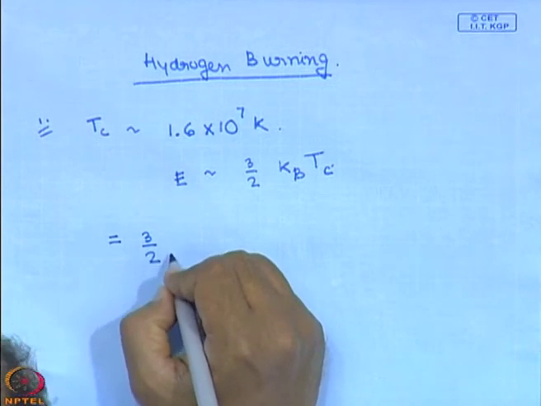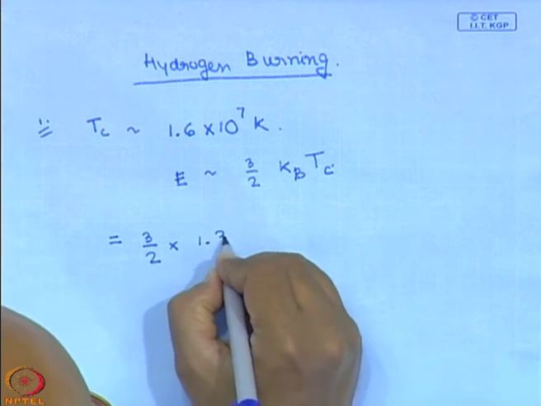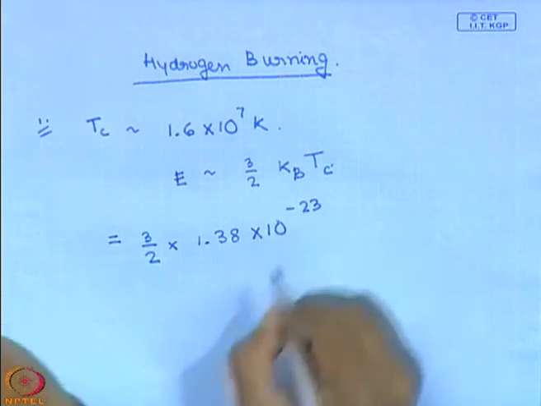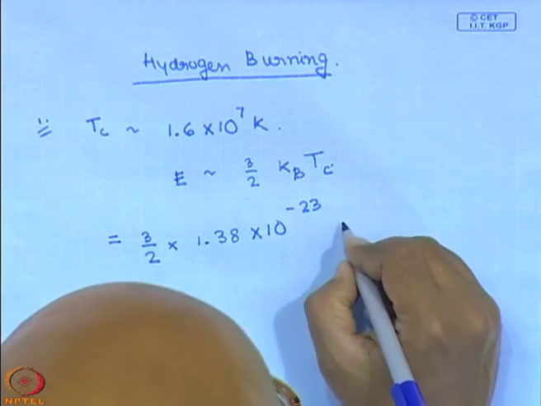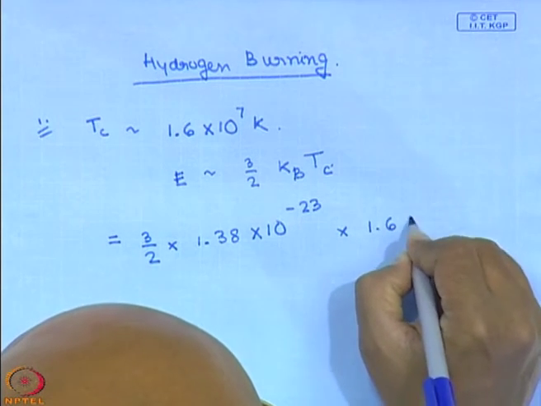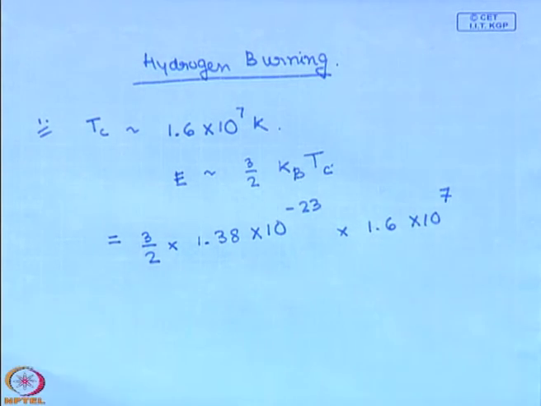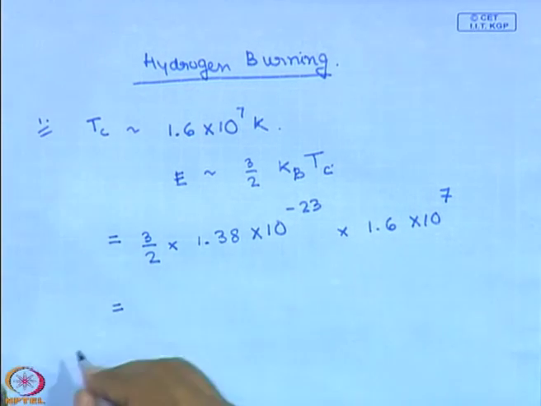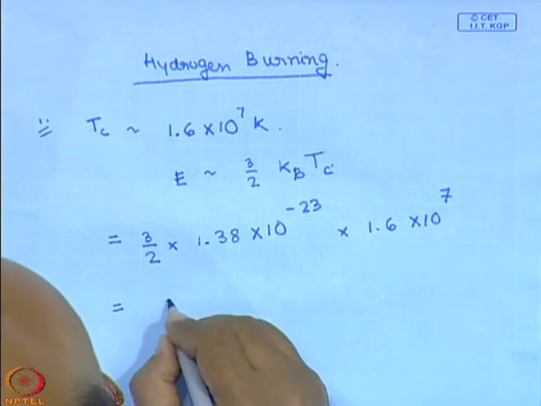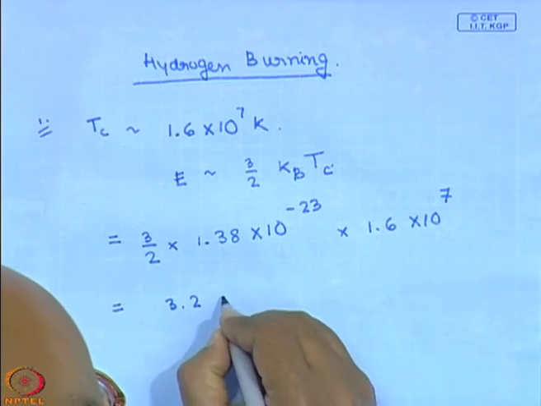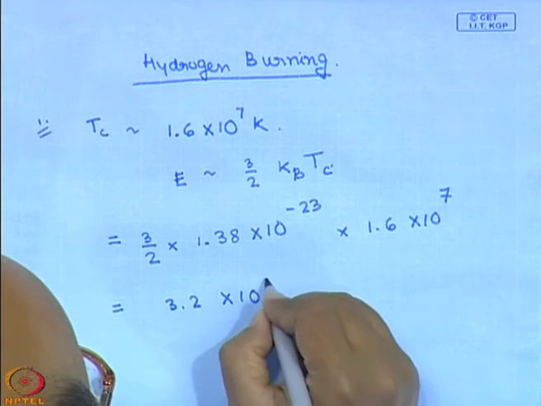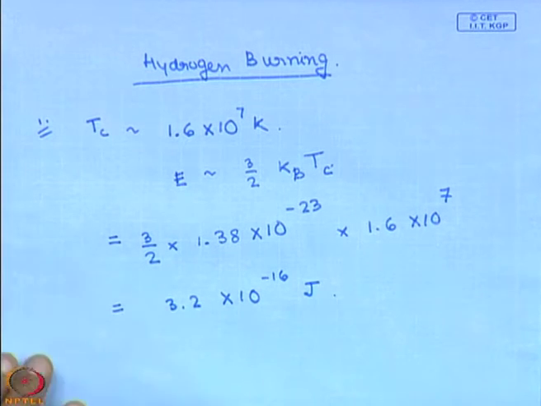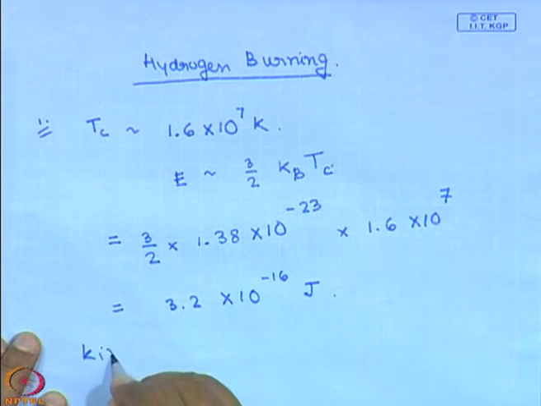So, 3 by 2 into 1.38 into 10 to the power minus 23, that is the Boltzmann factor, into 1.6 into 10 to the power 7. That is the value of the temperature, and if you put in these values and do the calculation, it comes out to be 3.2 into 10 to the power minus 16 joules. That is the kinetic energy of the protons.